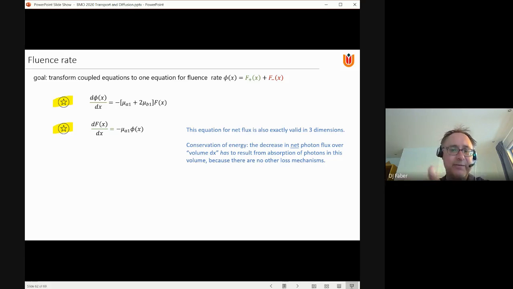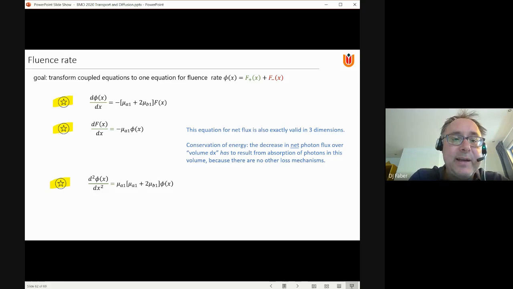So if the net flux decreases over a volume, scattering does nothing but change the direction. So if there is a loss of energy, then it has to come from absorption of photons in this volume, because there are no other loss mechanisms in this case. So that is why only the absorption coefficient appears here.